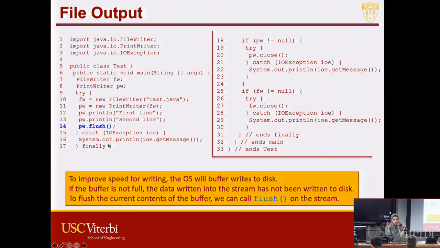To improve the speed of writing, the OS will buffer writes to disk. If the buffer is not full, the data written into the stream hasn't been written to disk. To flush the current content of the buffer, we can call flush on the stream. So you can think about the buffer, which is bw here, as temporary storage. When the storage is full, we will write to the disk. If it's not full, you won't write to the disk. How to force it to write?